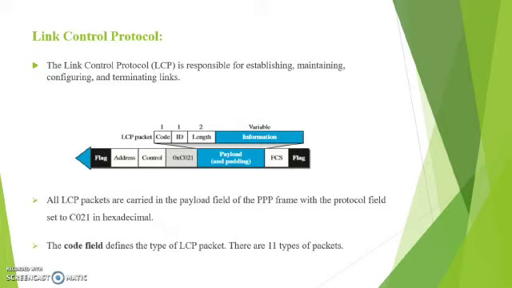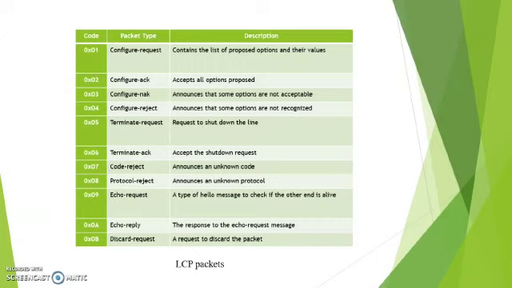The code field defines the type of LCP packets. There are 11 types of packets, and a specific code is assigned to each packet. The packet types are configure request, configure acknowledgement, configure negative acknowledgement, configure reject, terminate request, terminate acknowledgement, code reject, protocol reject, echo request, echo reply, discard request. For all these 11 types of packets, we have 11 codes and the description is given in this table.